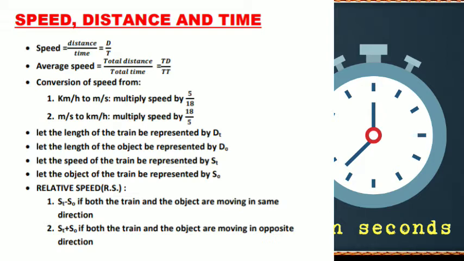Some basic formulas from this chapter are: speed equals distance by time, that can also be represented by d by t, and average speed is given by total distance by total time. For the conversion of speed from kilometer per hour to meter per second, we will multiply the speed by 5 by 18, and for the conversion of speed from meter per second to kilometer per hour, we will multiply the speed by 18 by 5.